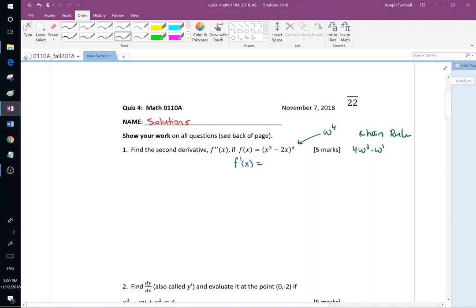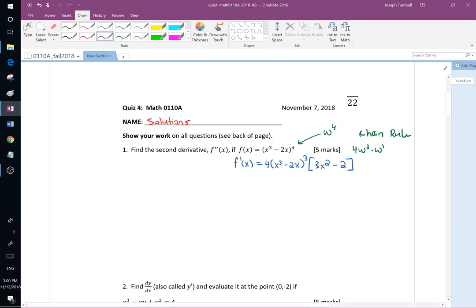So for our particular function, 4, then our function w is the same, x to the 3 minus 2x, all to the power of 3, and then multiply by w prime. W prime is the derivative of the inside. Derivative of x to the 3 is 3x squared. Derivative of 2x is 2. Now, if all we needed was the first derivative, we'd stop here. Wouldn't go any further. Second derivative requires us to take the derivative once more.